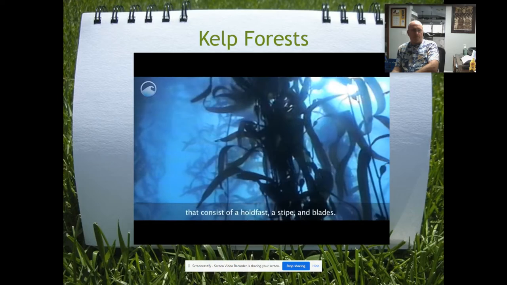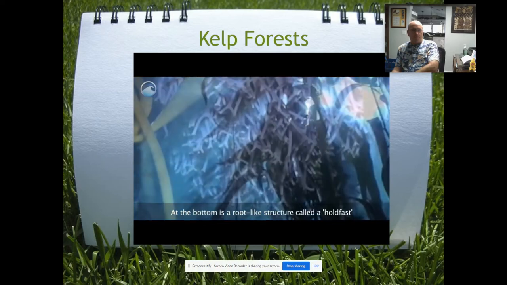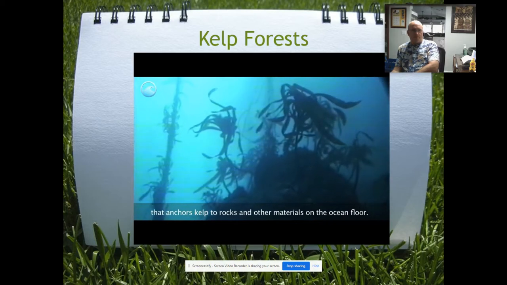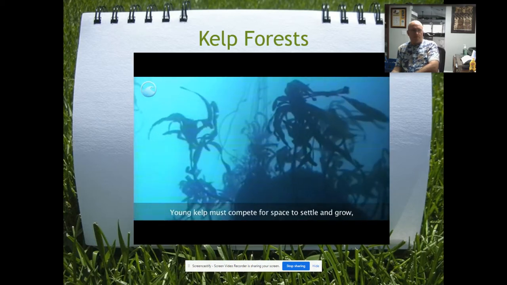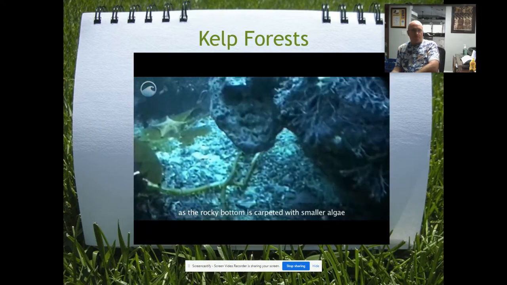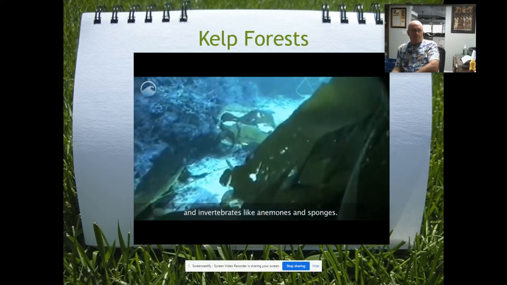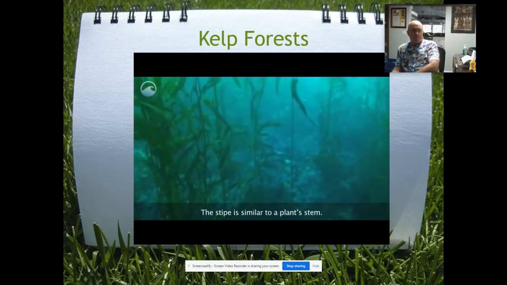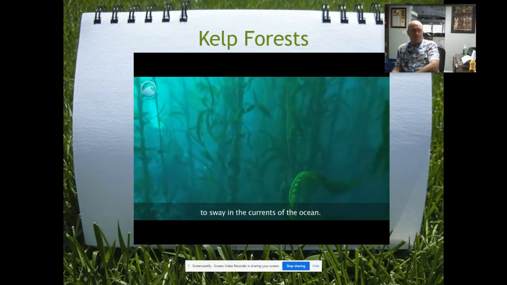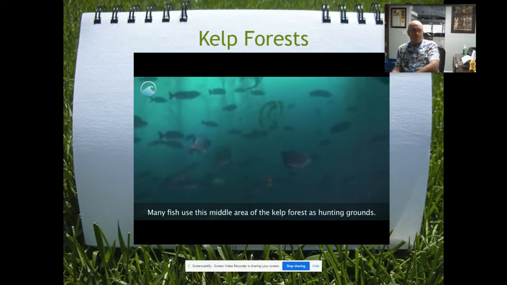Kelp are very simple organisms that consist of a holdfast, a stipe, and blades. At the bottom is a root-like structure called a holdfast that anchors kelp to rocks and other materials on the ocean floor. Young kelp must compete for space to settle and grow, as the rocky bottom is carpeted with smaller algae and invertebrates like anemones and sponges. The stipe is similar to a plant stem. It is strong, yet flexible, allowing kelp to sway in the currents of the ocean. Many fish use this middle area of the kelp forest as hunting grounds.